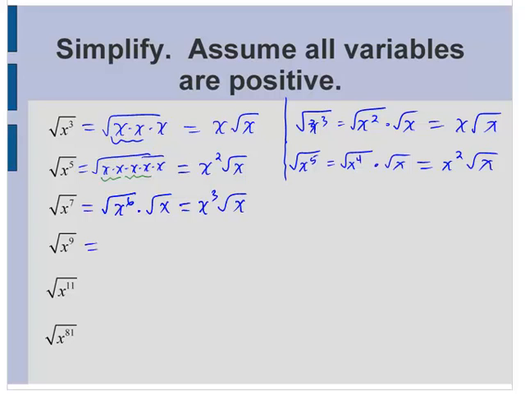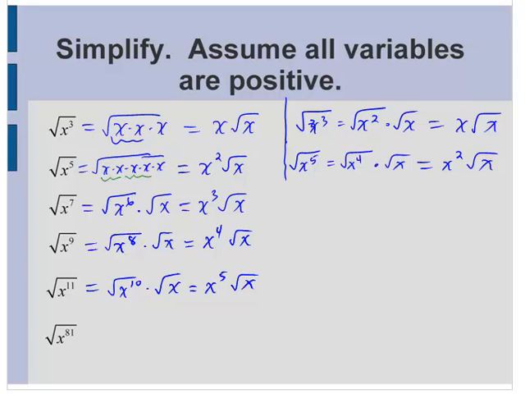The square root of x to the ninth would be the square root of x to the eighth by the square root of x. And so that would be x to the fourth by the square root of x. The square root of x to the 11th would be the square root of x to the 10th by the square root of x, and that would be x to the 5th by the square root of x.